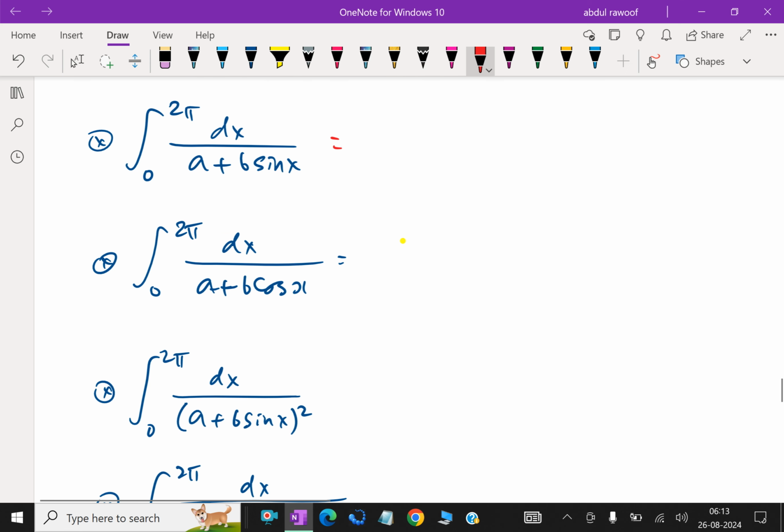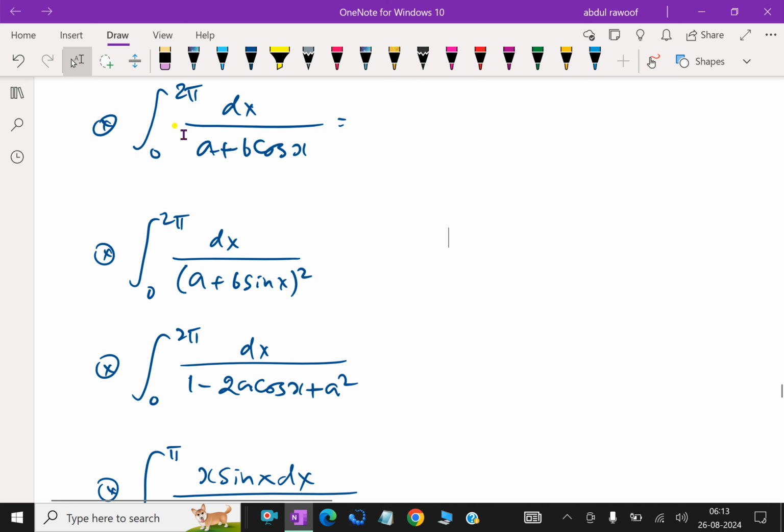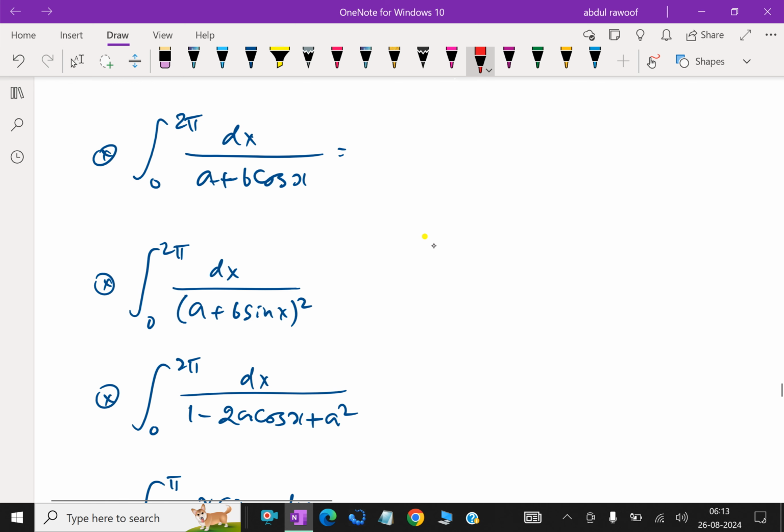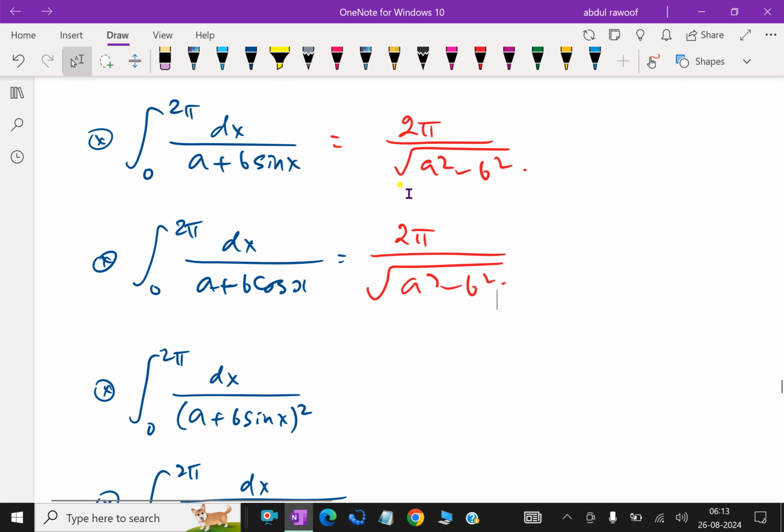Next one, the integral from 0 to 2 pi of dx over a plus b sin x is equal to 2 pi over square root of a squared minus b squared. Same for the integral from 0 to 2 pi of dx over a plus b cos x, which is equal to 2 pi over square root of a squared minus b squared. Both have the same results here.